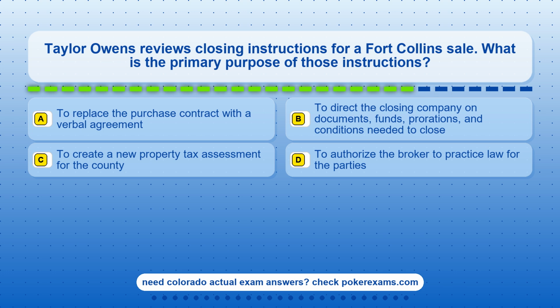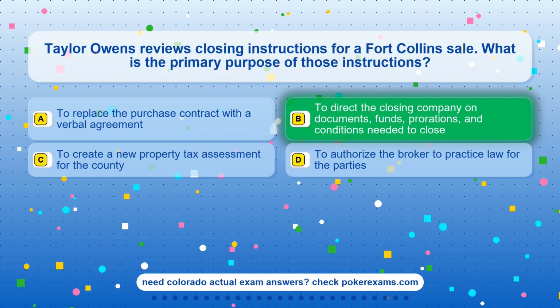Question 15. Taylor Owens reviews closing instructions for a Fort Collins sale. What is the primary purpose of those instructions? Option A. To replace the purchase contract with a verbal agreement. Option B. To direct the closing company on documents, funds, preparations, and conditions needed to close. Option C. To create a new property tax assessment for the county. Option D. To authorize the broker to practice law for the parties.